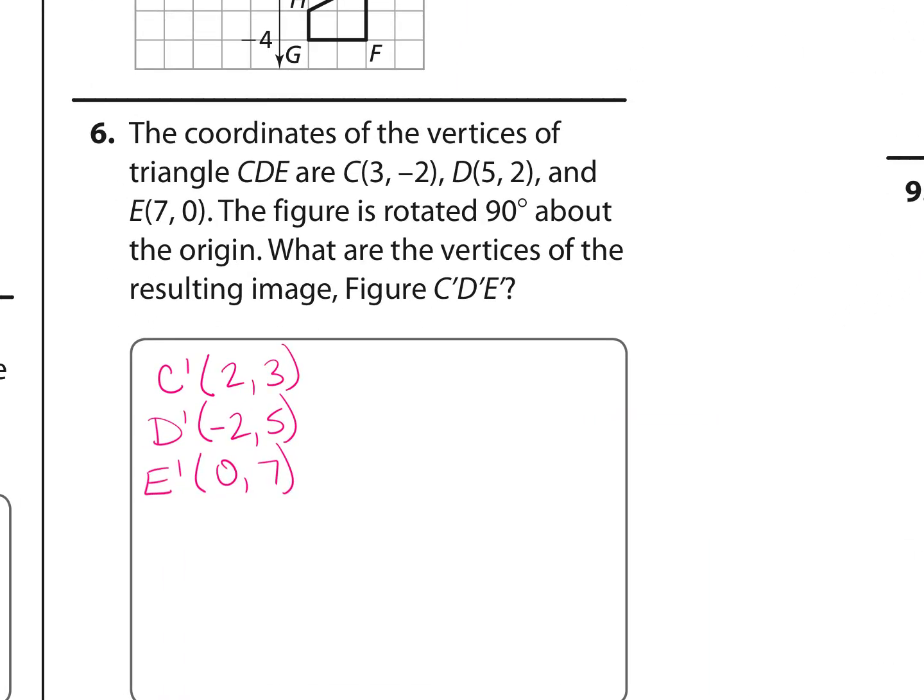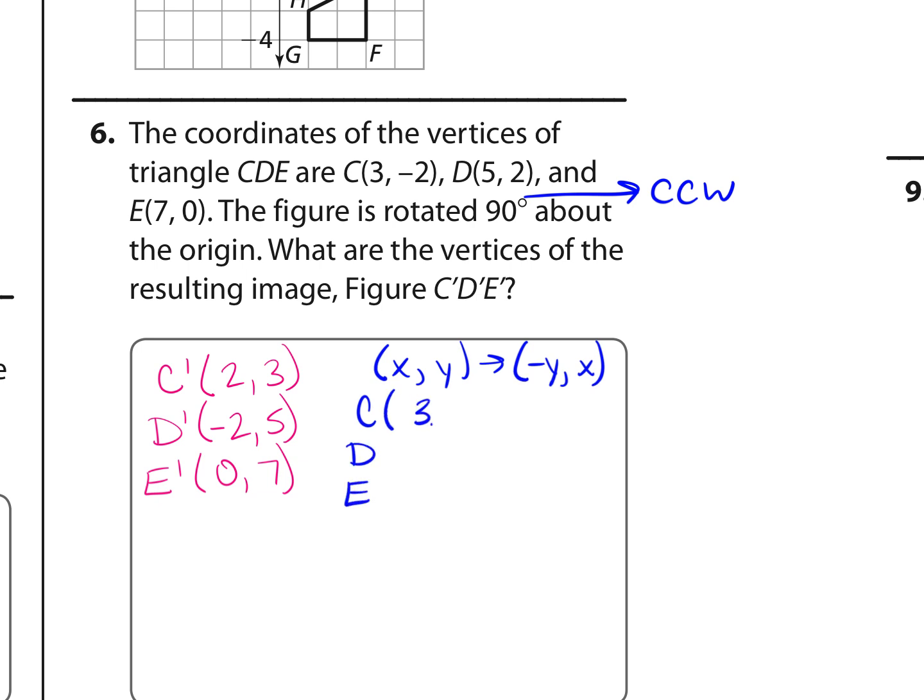Number 6, we're given ordered pairs and we're told it's rotated 90 degrees. It does not tell us which direction, and since it didn't specify that, I'm going to specify counterclockwise. So you might have gone the other direction and got different values, but I'm going to use 90 degrees counterclockwise. And so when doing that, we'll use the 90 degree counterclockwise rule that says xy goes to negative yx. We take all our original ordered pairs, C, D, and E, 3, negative 2, 5, 2, and 7, 0, and we'll use those to get C prime, D prime, and E prime.